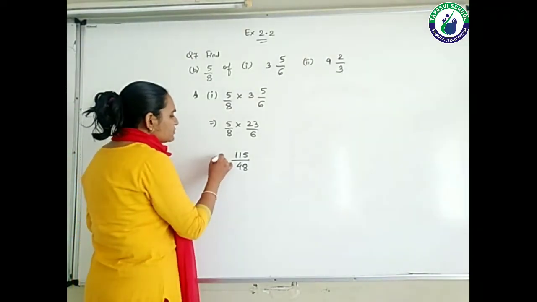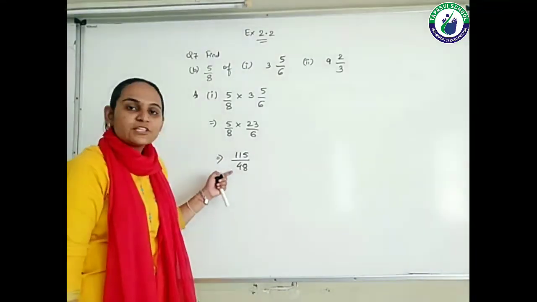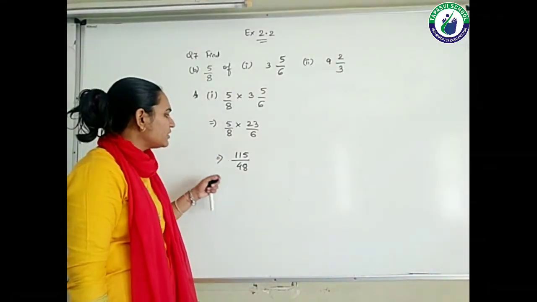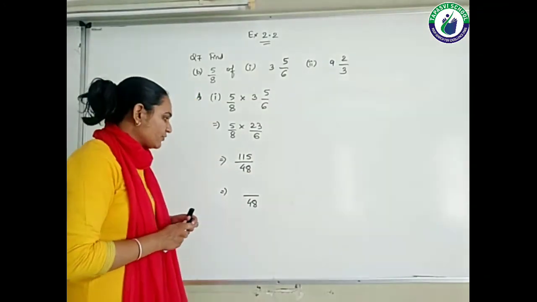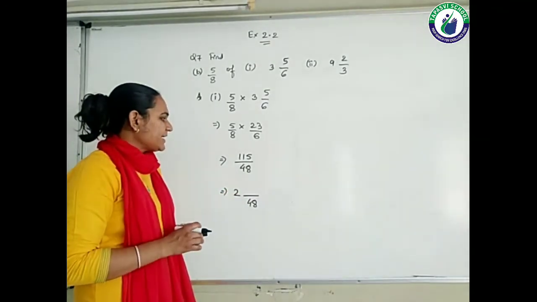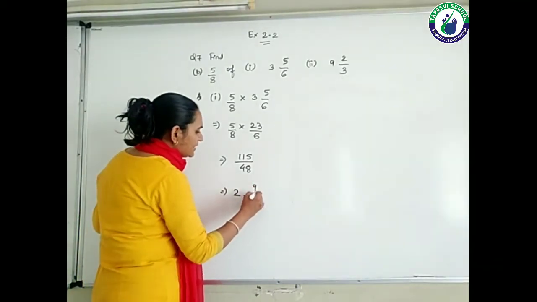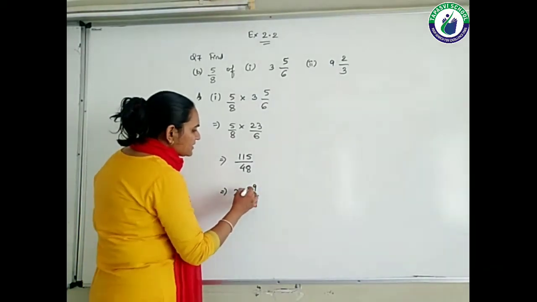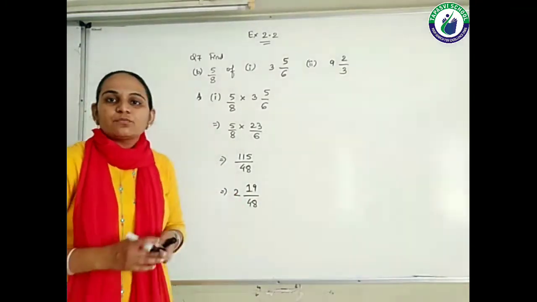Now again, students, we need to reduce this one by the format of mixed fraction because cutting is not possible over here. Okay, students, now let's see the mixed fraction of it, right? So 48 2s are 96, and 115 minus 96 you get 19. So 2 integer 19 upon 48.